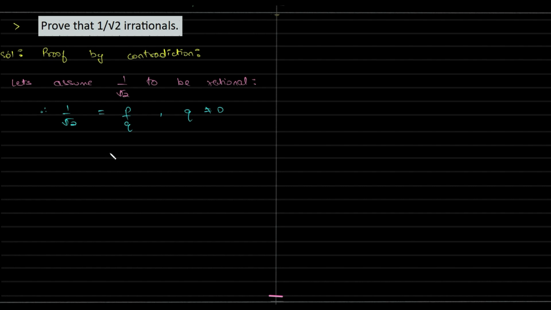Prove that 1 by root 2 is irrational. So here too, we are using proof by contradiction. Let's assume 1 by root 2 to be rational. So then we have, therefore, 1 by root 2 should be equal to p by q. Same thing, where q is not equal to 0. Right? Then we have, rearranging, q by p is equal to root 2 by 1.